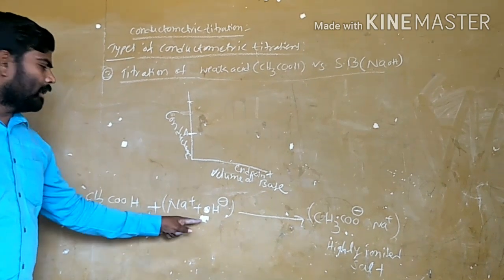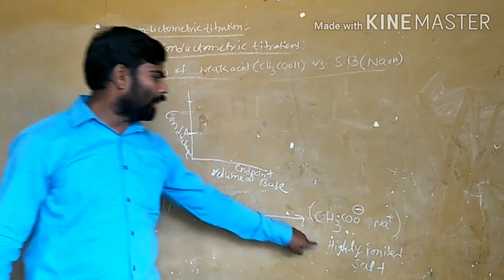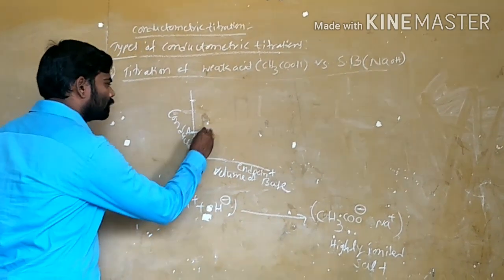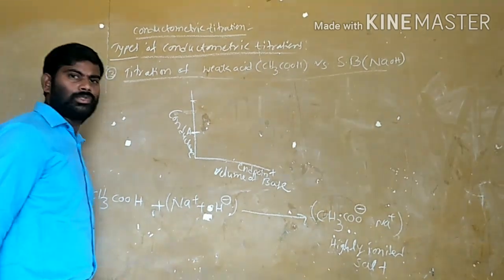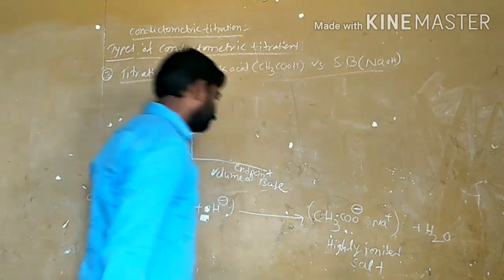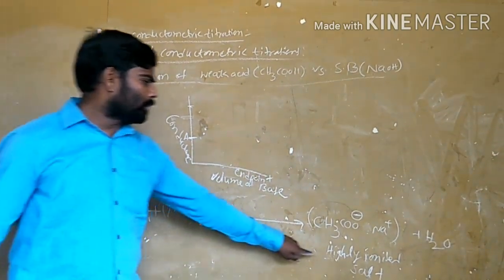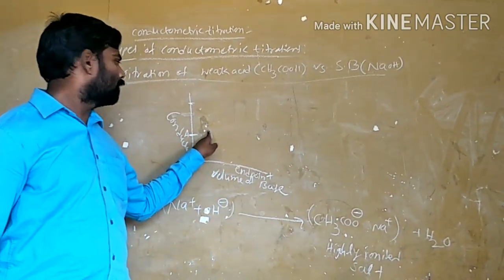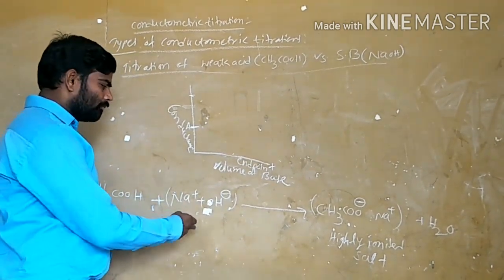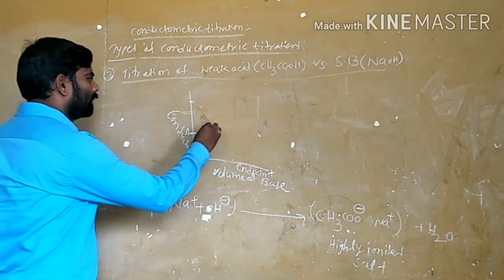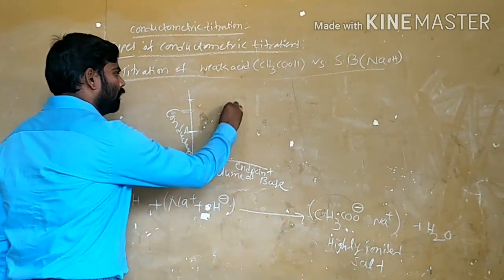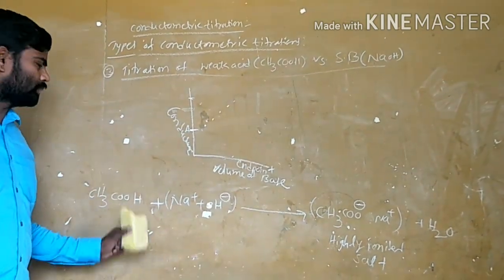See, whenever we are adding this strong base to the acid, a highly ionized salt is forming, as well as H2O. Due to the formation of this highly ionized salt, conductance values somewhat increase, and by the gradual addition of this strong base to the weak acid, conductance values are slightly increasing until the total acid is neutralized.